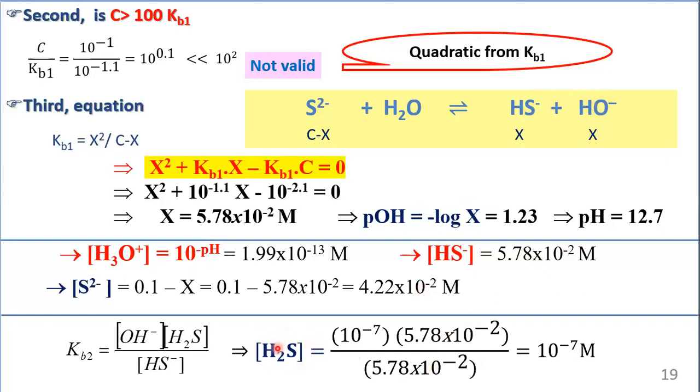And notice the H2S species is always equal to KB2 for a base. That's the same as the A2 minus species for the acids. That was equal to Ka2. Go back and check it out.